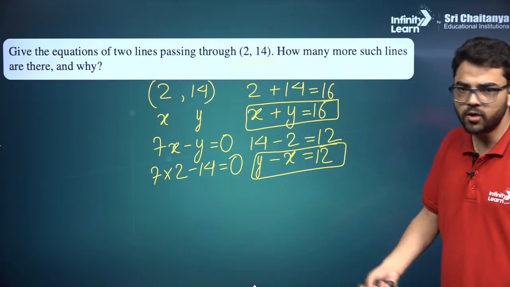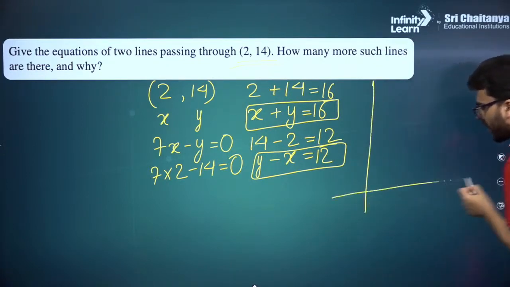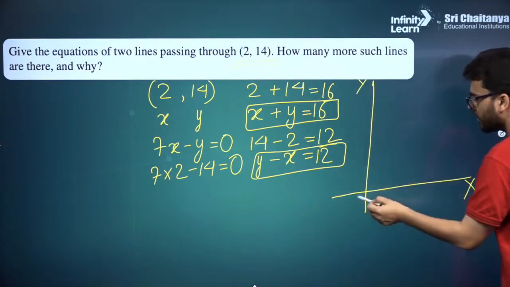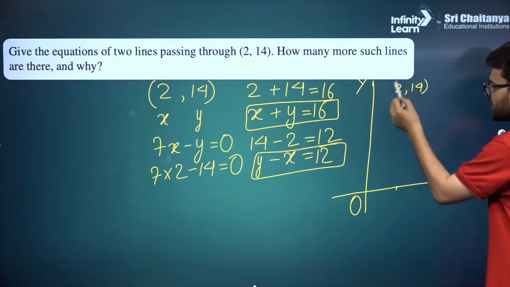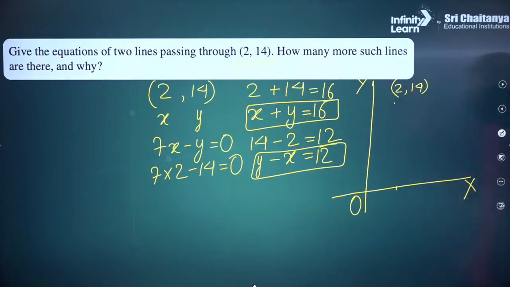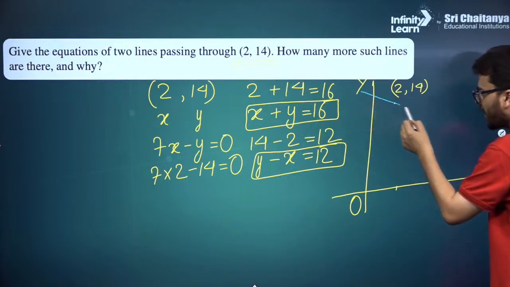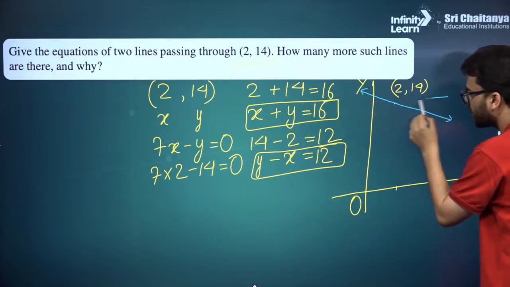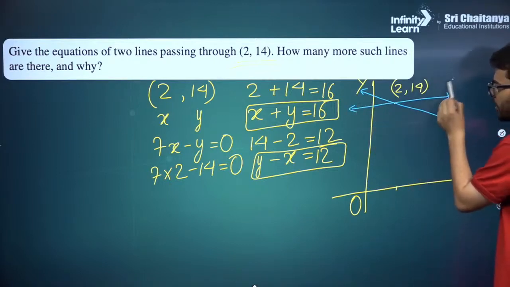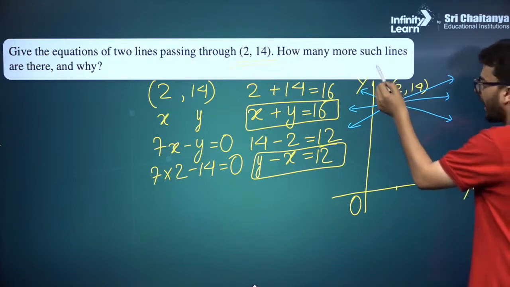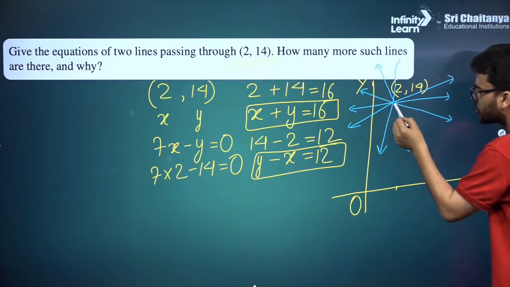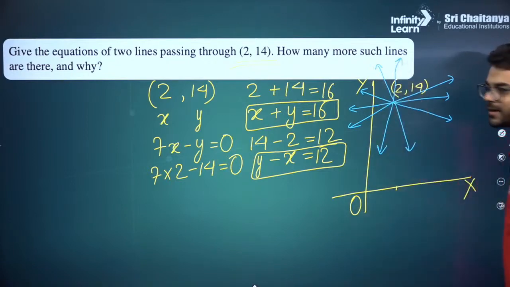Geometrically, if you plot the point 2, 14 on the graph, it will be somewhere over here. It's just a rough figure, guys, not an exact figure. Through any point in a plane, infinite number of lines can pass. And 2, 14 will be a solution of any line passing through this point. Therefore, 2, 14 is the solution of infinite number of lines passing through it.